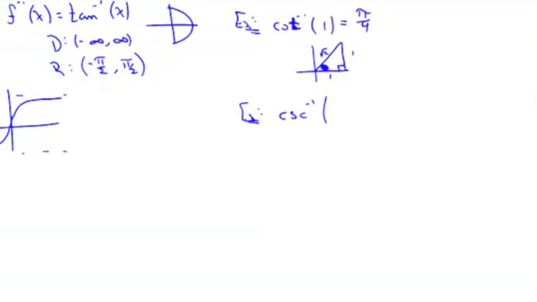Cosecant inverse of negative 2 square roots of 3 over 3. Now, if you try to draw a picture with this one, you're going to run into some trouble. What quadrant would it have to be in? The fourth. No calculator necessary, please.